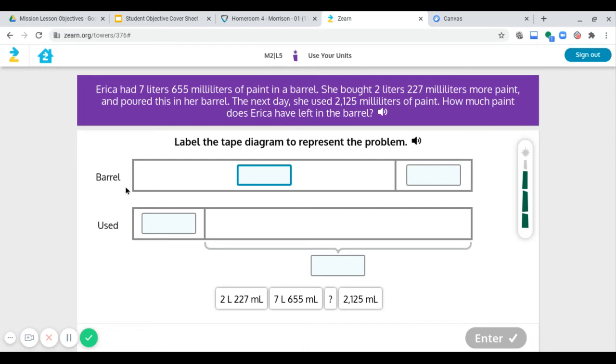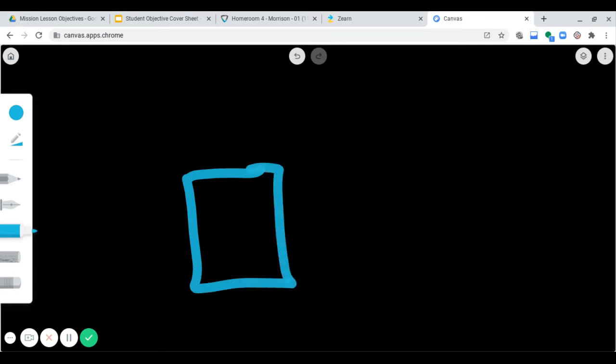All right, so notice they already have it drawn out here. I have the barrel, and I have the used part. Okay, so let's figure out how much was in the barrel. So I'm going to go back and reread the problem. Erica had 7 liters, 655 milliliters of paint in a barrel. So she started with 7 liters, 655 milliliters. Okay. Then it says she bought 2 liters, 227 milliliters more paint and poured this in her barrel. So basically what she did was she had a barrel of paint, and she had some paint in it. Okay, so it was filled with some paint here.